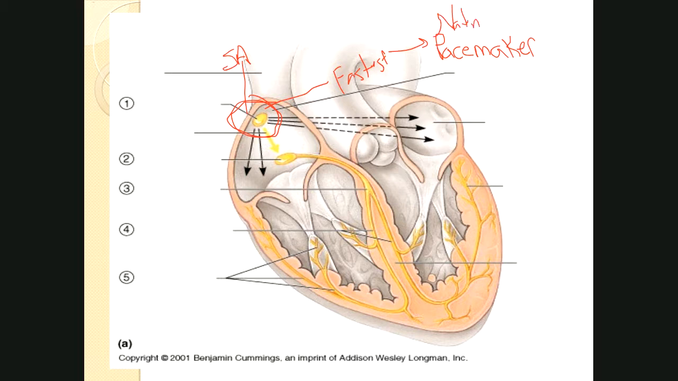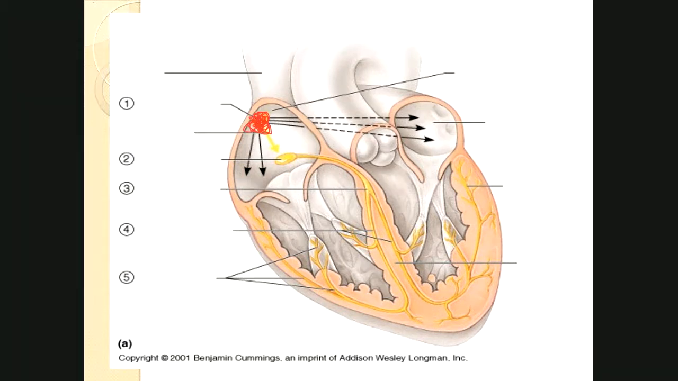Well, what do you think would happen if we were to destroy this pacemaker? Look, I'm going to get rid of it. What do you think would happen? Would the heart stop beating? No, it wouldn't. You're right. What's going to happen is the second fastest part of the heart is going to take over. So the second fastest part of the heart, anybody remember what it is?